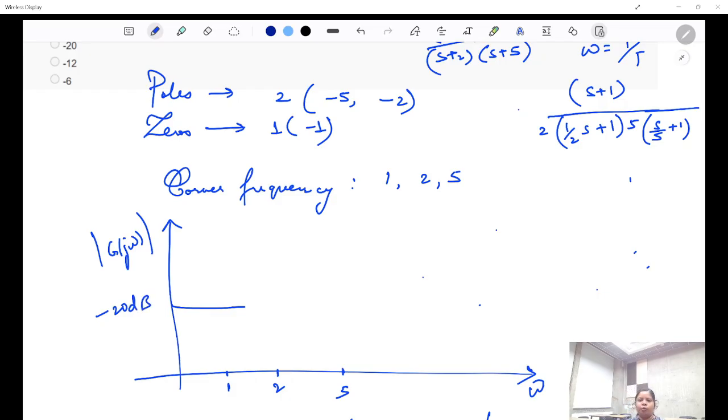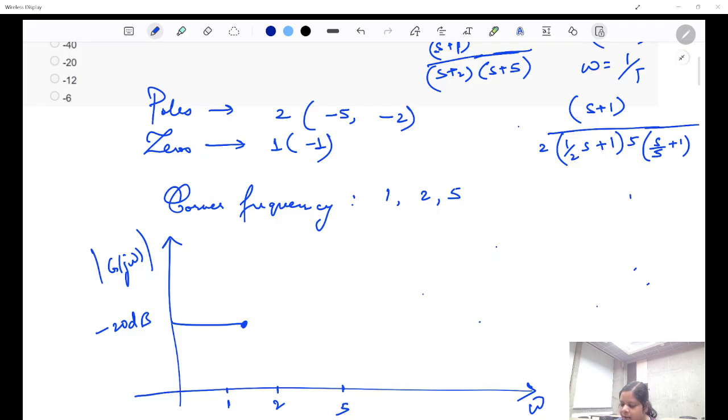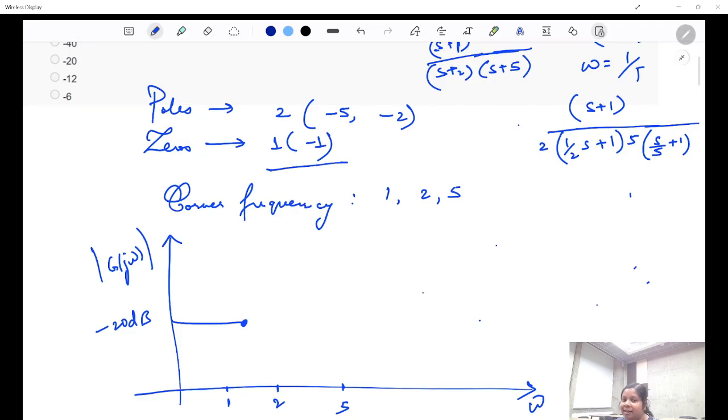Okay? Now what would happen? As soon as you encounter the first corner frequency, it's 1, and 1 is associated with a zero. If it is a zero, that means the transfer function is of the form Ts plus 1. So there would be a rise of plus 20 dB per decade. Alright, it would go till 2.